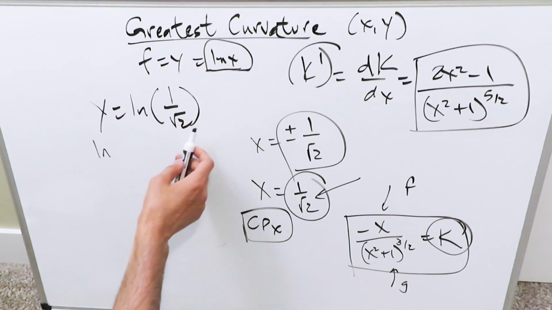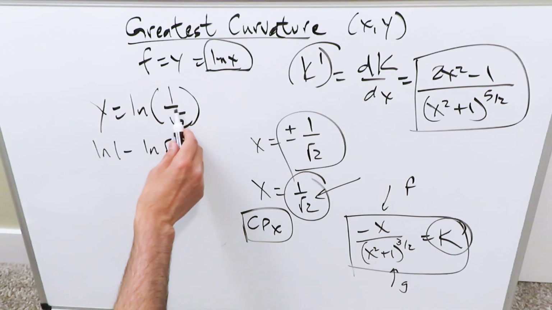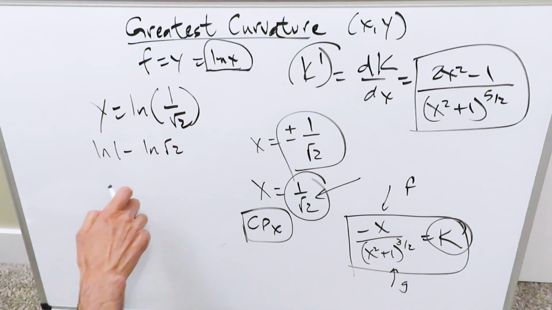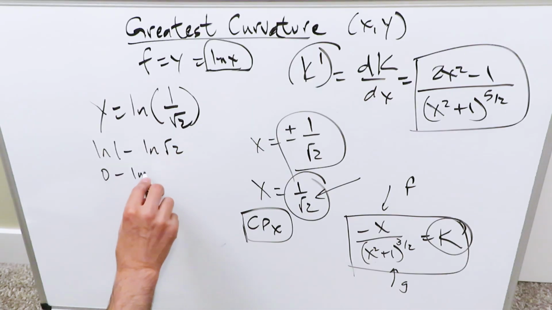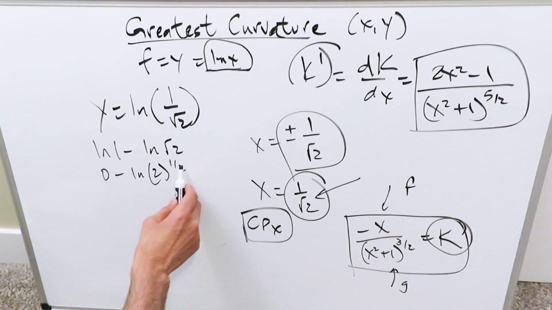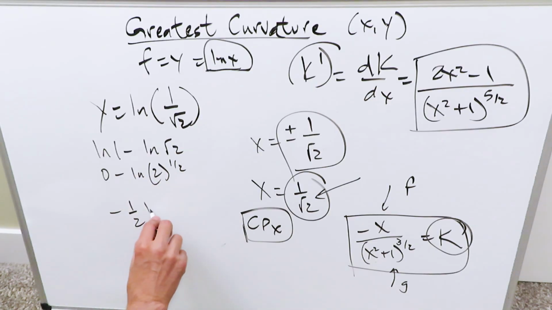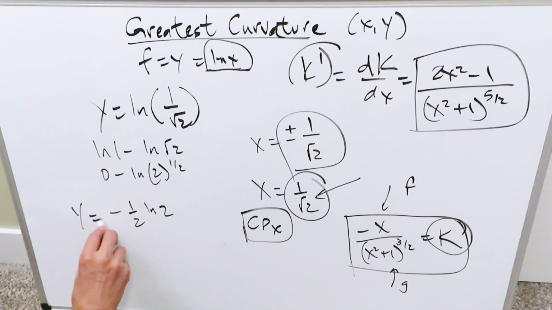I'm using what properties of logs? Natural log 1 minus natural log root 2. I have a log of a quotient, which is the difference of logs. This is 0 minus natural log 2 to the power of 1 over 2. You know root 2 is 2 to the power of 1 over 2. You can bring in your properties of logs. I have minus 1 over 2 natural log 2. And here is my y value. My critical point y value is equal to minus 1 over 2 natural log 2.